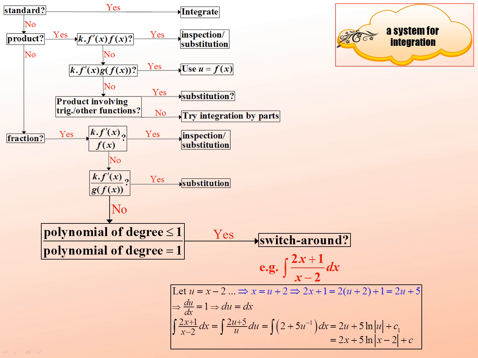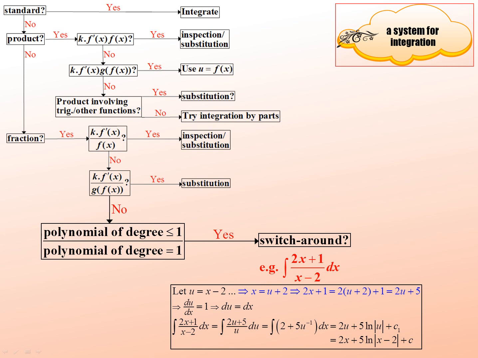I could let u equal that x minus 2 with the aim of ending up with a monomial below, which means I need to work out what 2x plus 1 will be. So if u is x minus 2, then x is u plus 2. 2x plus 1 will be twice u plus 2 plus 1, 2u plus 5. So that's going to become u, and that's going to become 2u plus 5.